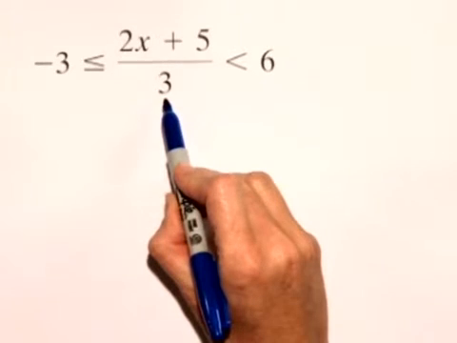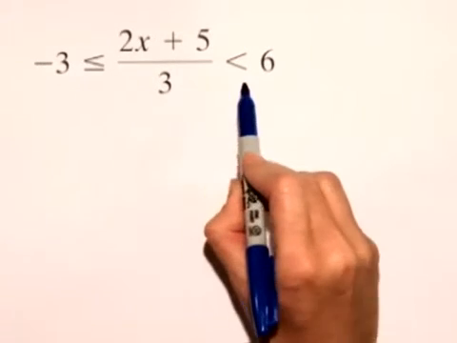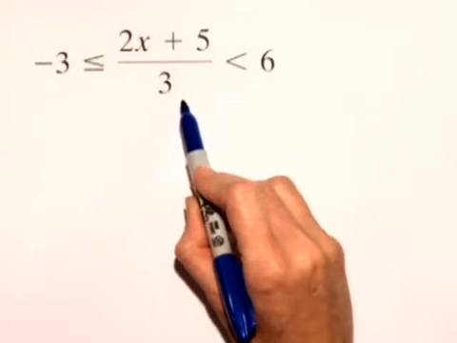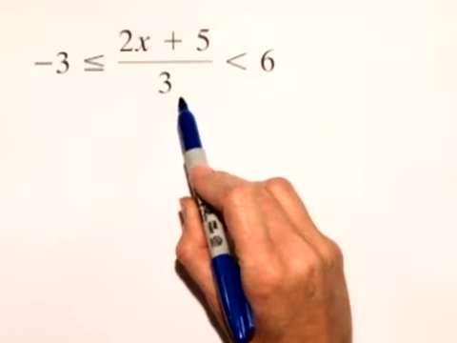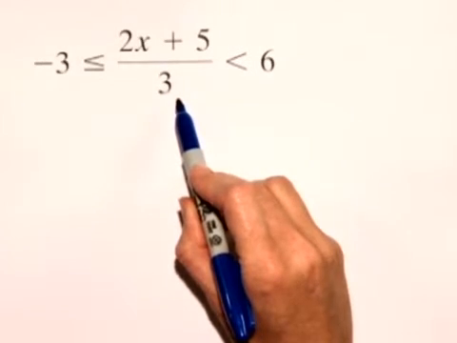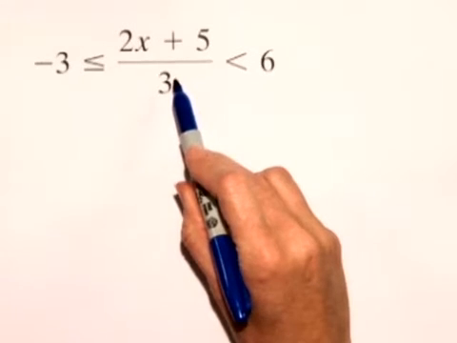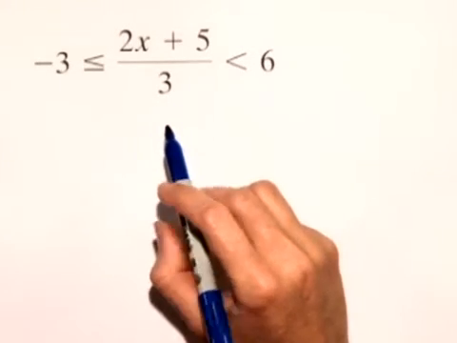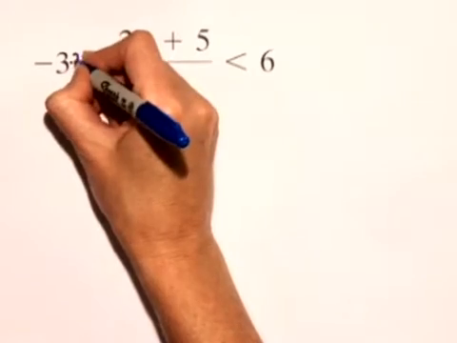So the first thing that we can do is multiply all 3 parts by 3 in order to clear the fraction. Remember, the idea in solving a compound inequality is to isolate x in the middle. So first, let's start by multiplying all 3 parts by 3.